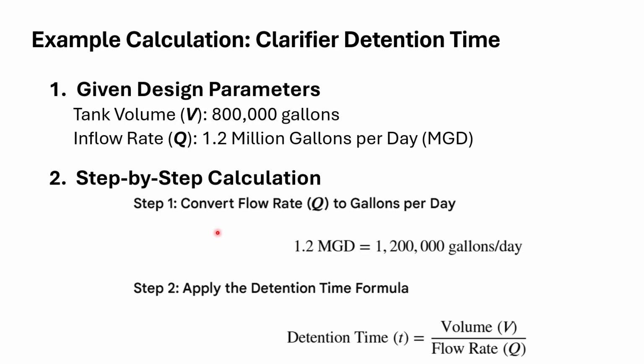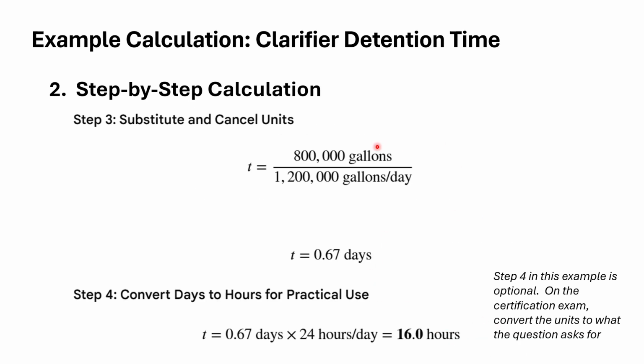Okay, the first thing you have to do to get gallons and millions of gallons per day in the same unit is convert the 1.2 million gallons to 1,200,000 gallons per day. 1.2 MGD is equal to 1,200,000 gallons per day. Then you can use this formula: detention time, T, is equal to volume, V, divided by flow rate. We plug in the 800,000 gallons as the volume and the 1,200,000 gallons per day as the flow rate.